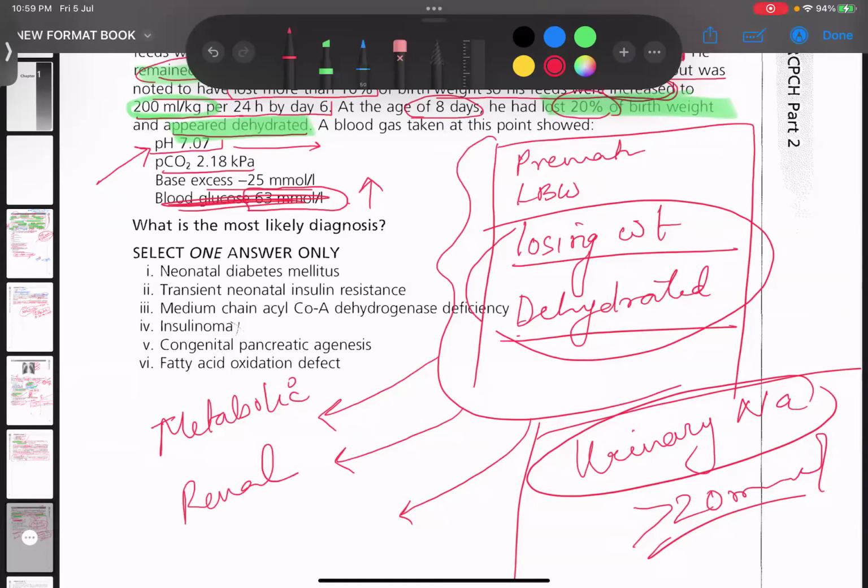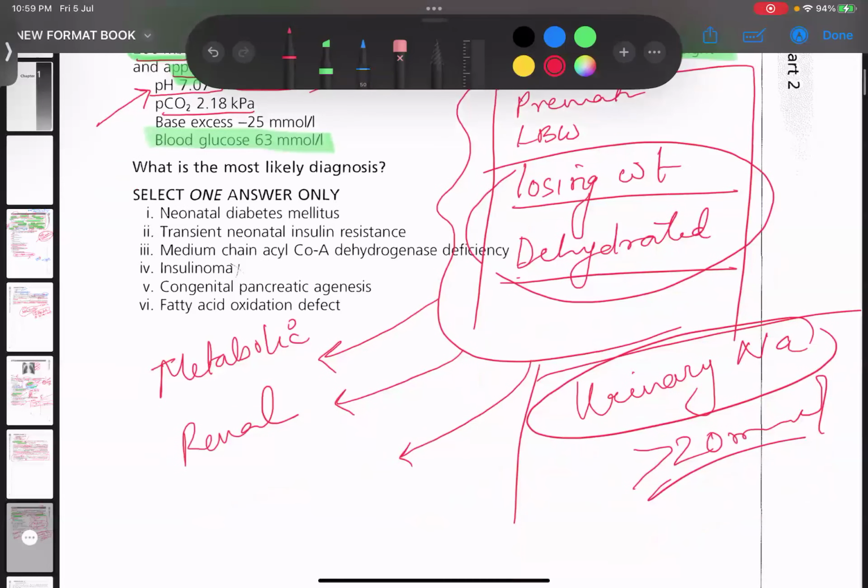Now the third thing: my blood glucose is there. Considering the blood glucose is high, what is my differential diagnosis? Considering the blood glucose, it's a case of neonatal diabetes mellitus. Well, I was also considering a transient neonatal insulin resistance. Possible, that is also possible.